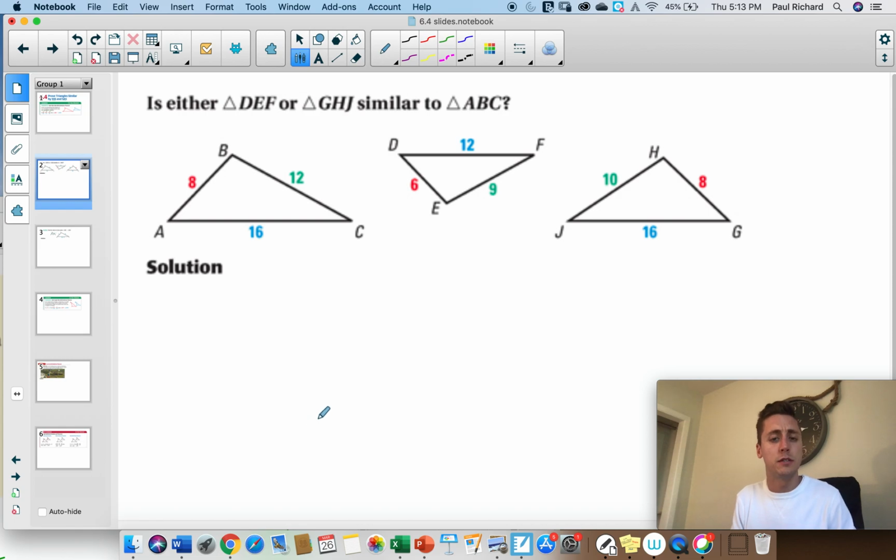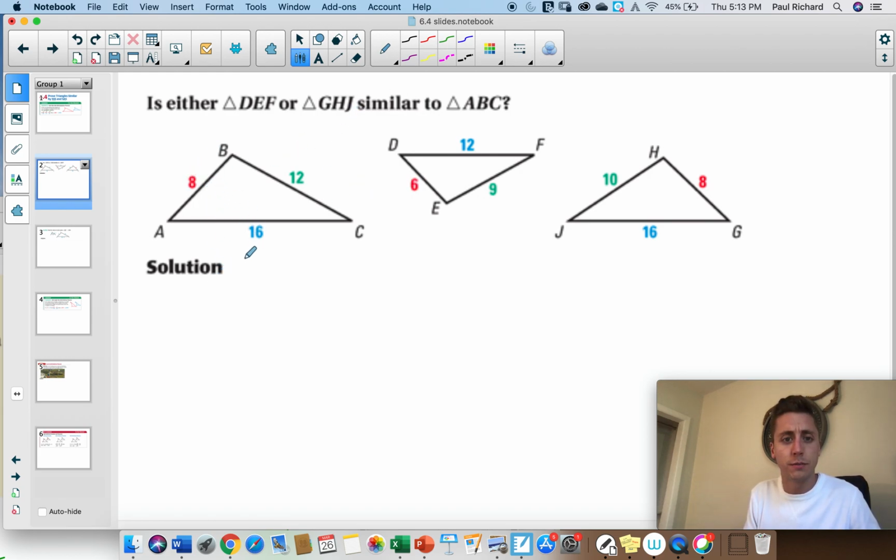So here's a question that talks about the SSS Similarity Theorem. This says, is either triangle DEF or triangle GHJ similar to triangle ABC? So we have a lot of letters going on there. Basically, they're asking us which of these two on the right are similar to the larger one on the left. And what's nice is they have the red going to the red, green to green, and blue to blue. So they corresponded their parts with colors. So we really just have to check the ratios here.